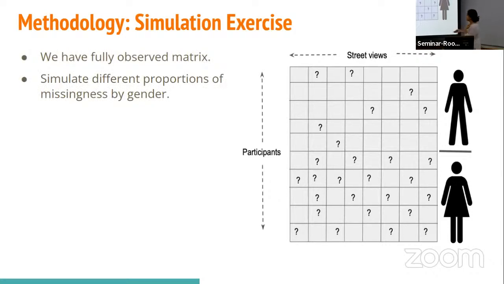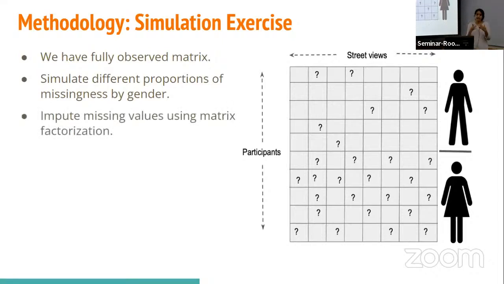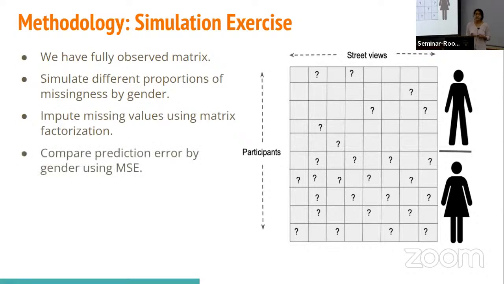So I can say 10% of women's data is missing, 20% of women's data is missing, up to 90% of women's data is missing. Similarly for men. So I have these two axes of proportion of missing data, right? And for each of these cases, I impute the missing values using a standard matrix factorization algorithm. Then I compare the prediction error by gender using what is known as mean squared error. Again, it's very simple, very intuitive.